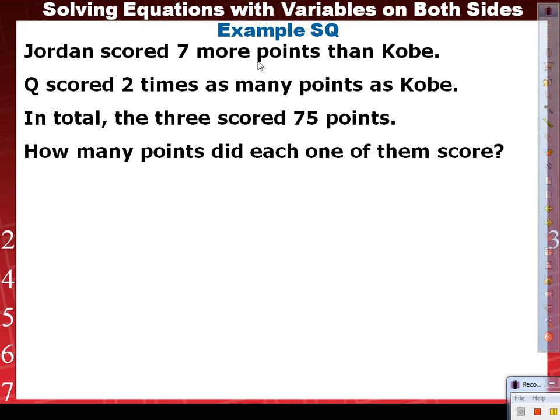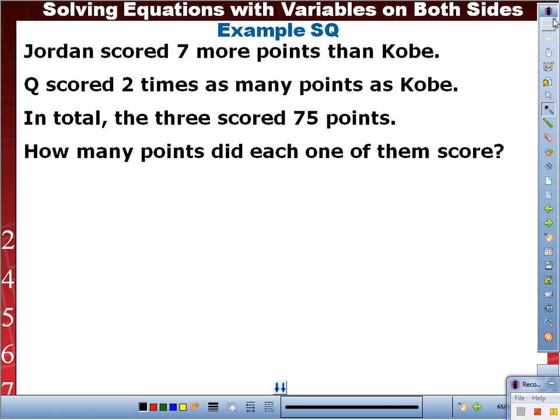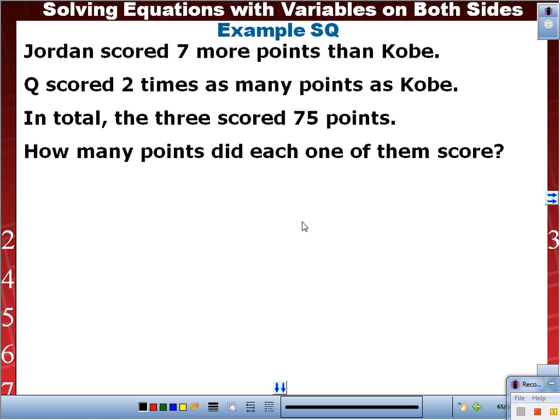All right. Example: Super Q says, Jordan scored 7 more points than Kobe. Q scored 2 times as many points as Kobe. In total, the 3 scored 75 points. How many points did each one of them score? Copy that. You got 30 seconds. Go.